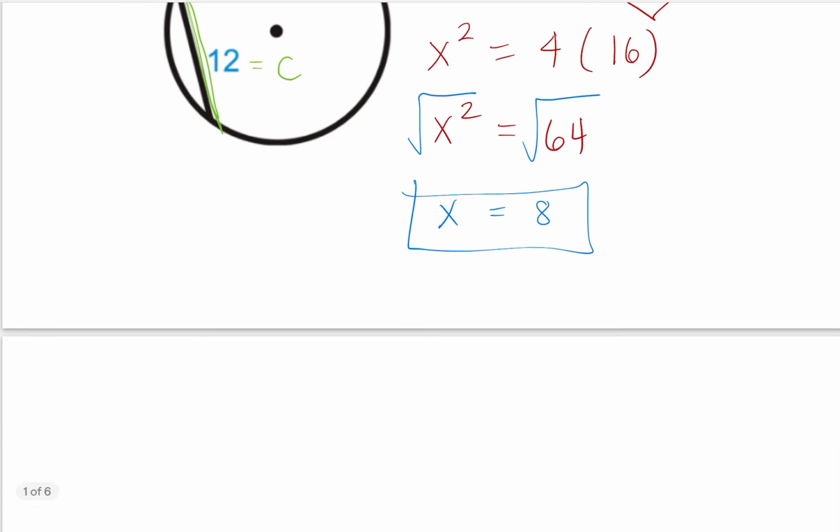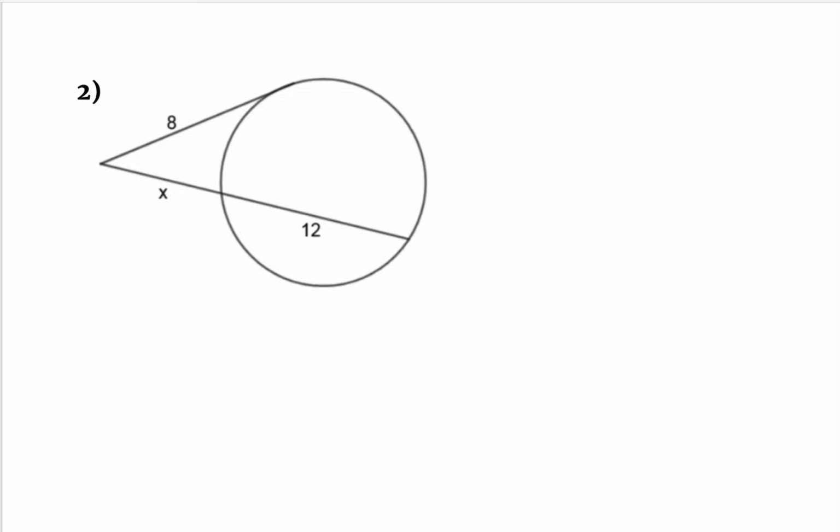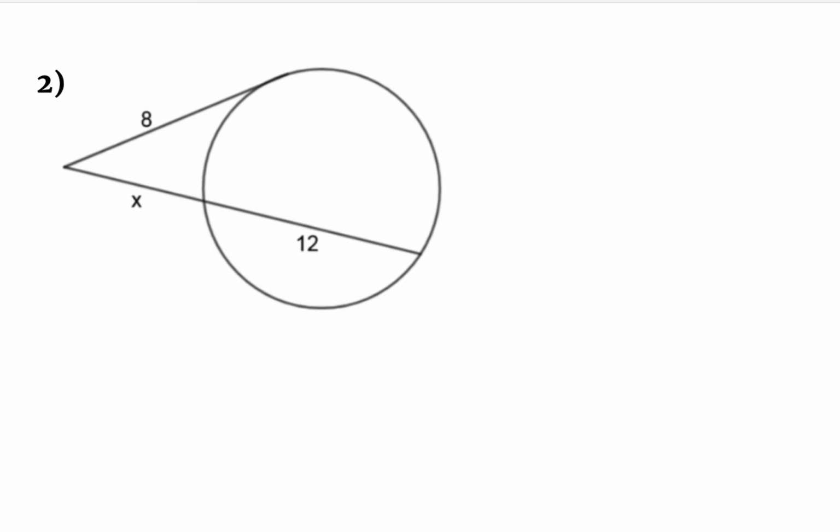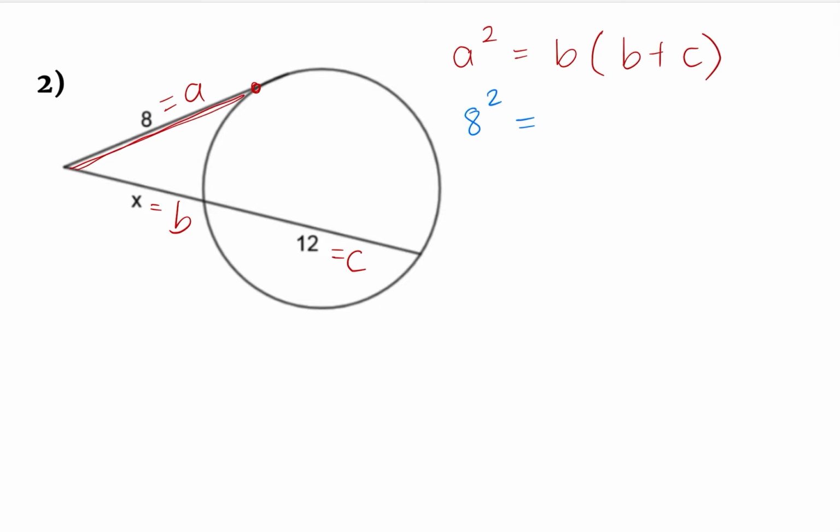All right, let us try another problem. Let's label the given measures. So this is our tangent line. This line touches the circle at one point, therefore that is our A. This is B, and this would be C. Let's substitute that given information into the formula. So a squared would be 8 squared equals x quantity x times x plus 12.